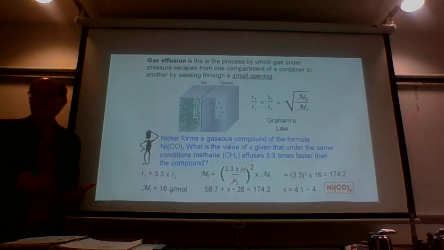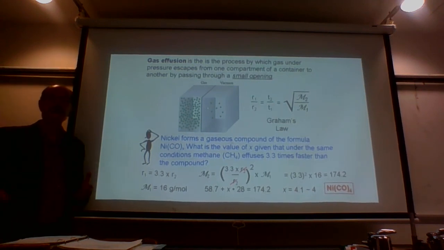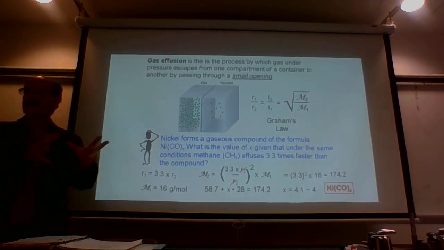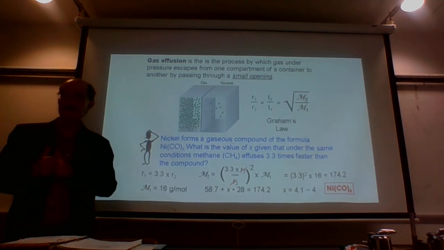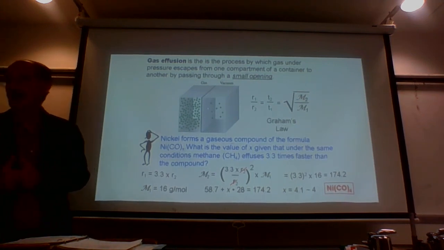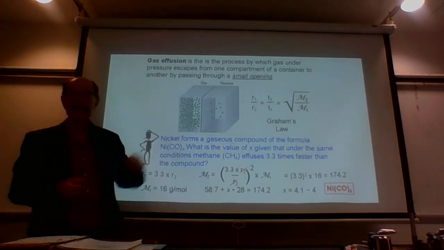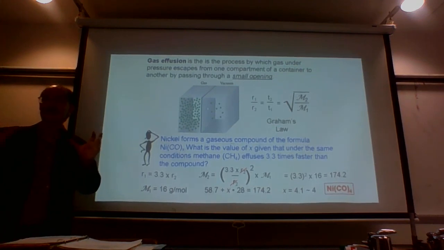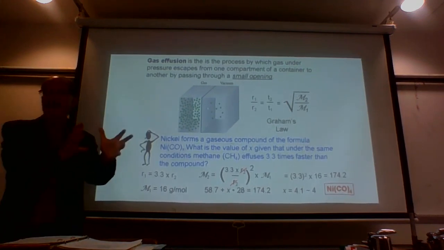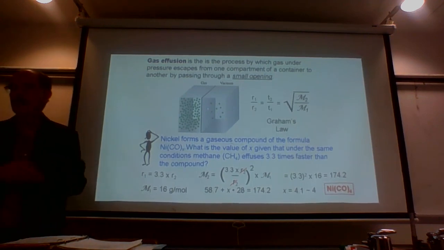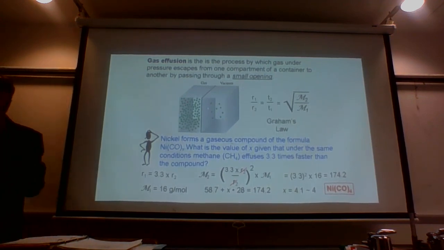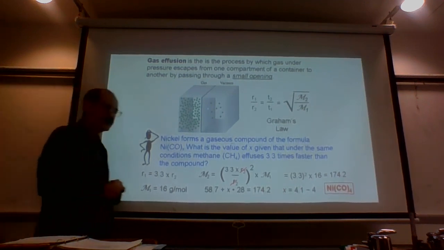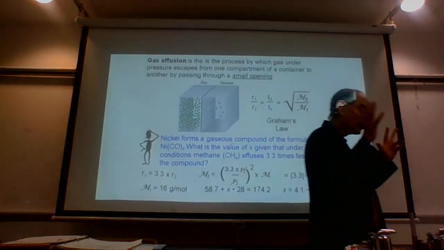So there you have it. We now have two different ways of using the properties of gases to calculate the molar mass of an unknown. The first method last week was using the ideal gas equation. The second method is using Graham's law, a method for comparing the rate of effusion of an unknown gas versus a known gas. All right?